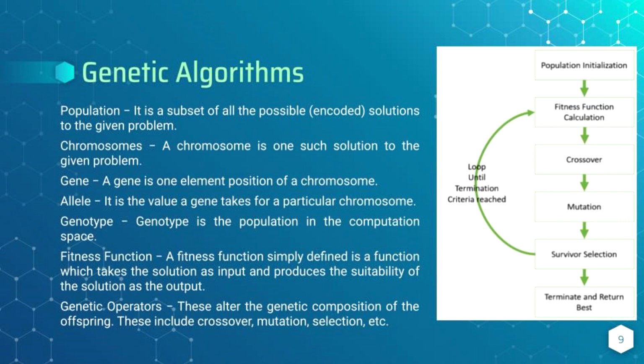Genotype. The population in the computing space is known as a genotype. A fitness function is simply described as a function that takes the solution as input and produces the solution's appropriateness as output. Genetic operators change the genetic makeup of the progeny. These include crossover, mutation, and selection, among others.